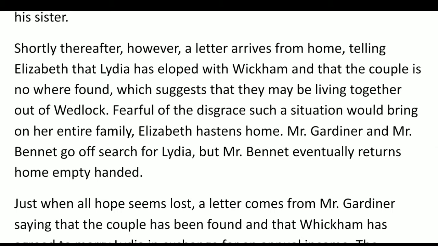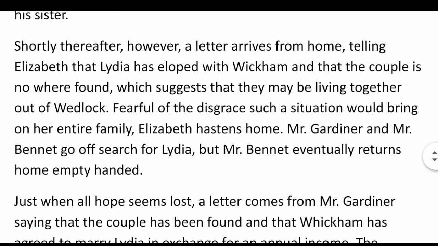Shortly thereafter, however, a letter arrives from home telling Elizabeth that Lydia has eloped with Wickham and that the couple is nowhere to be found, which suggests that they may be living together out of wedlock. Fearful of the disgrace such a situation would bring on her entire family, Elizabeth hastens home. Mr. Gardiner and Mr. Bennet go off to search for Lydia, but Mr. Bennet eventually returns home empty-handed.